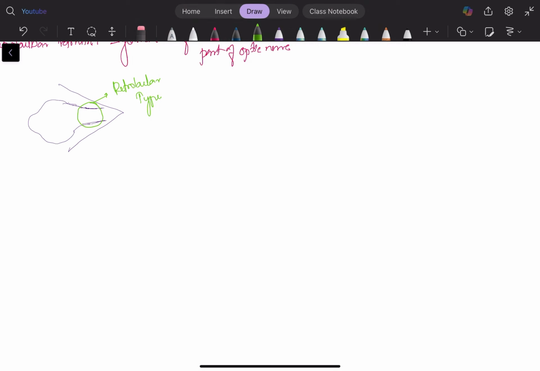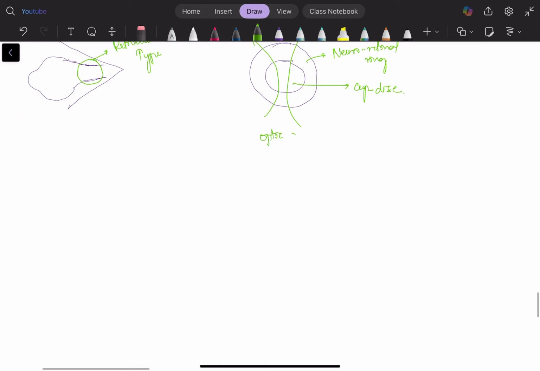Then we have another one we have to draw, right? Take this. This is the neuroretinal ring. This is the neuro cup, or you can call it the cup disc. So this is the optic disc. Optic disc means the neuroretinal ring plus your cup disc.